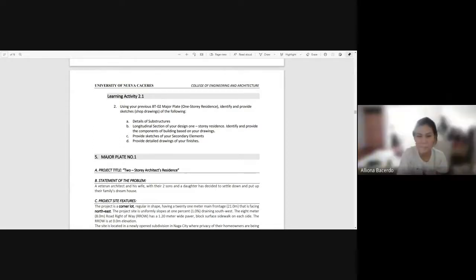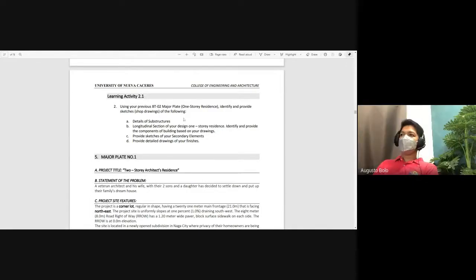Not really, sir. What we were asked to do were the tie beams, the flooring, the foundation and the columns and footings and stuff, but not the substructure. Okay, so I want to see that on your next learning activity. Learning activity number 2 is I want to see your details of the substructure.